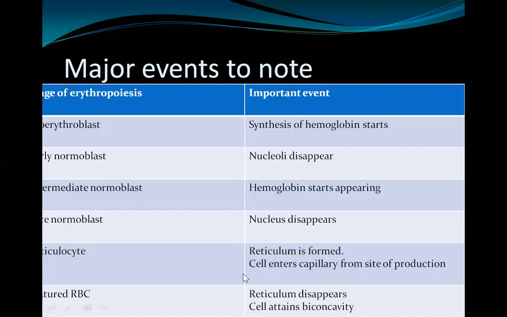Then the cell enters the capillary from the site of production. If it was being formed in the red bone marrow, it moves and enters the circulation now. Then in the matured red blood cell, the reticulum disappears, and the cell becomes biconcave. I hope you have understood.